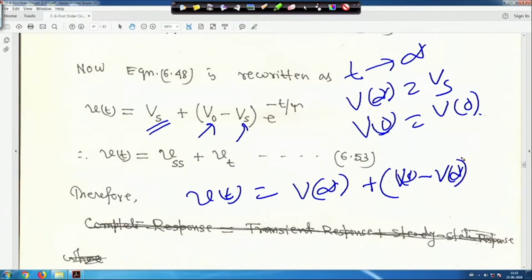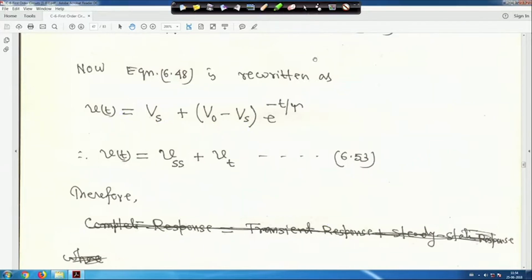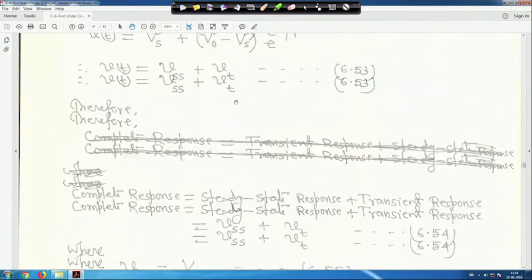then e to the power minus t by tau. That means Vt will be V infinity plus V0 minus V infinity, times e to the power minus t by tau. That means if you know the initial value, the final steady state value, and the time constant, you can easily compute Vt. You have to keep this in your mind for solving numericals, and for the exam also.